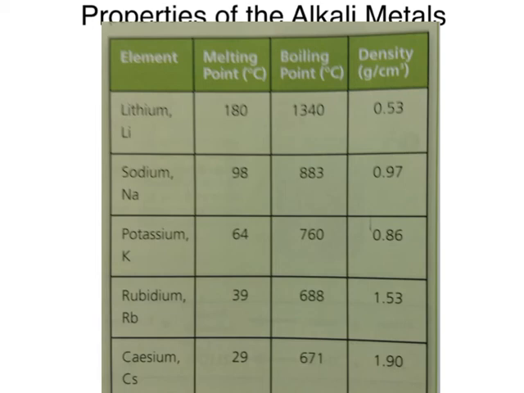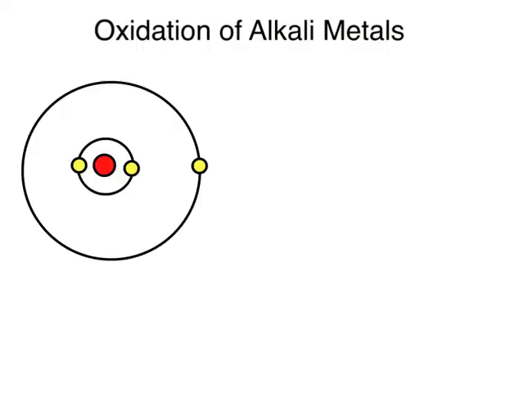Now if we have a look at density, if we think that density of 1 is equal to water, the general trend as we go down the group is that we get higher, with that one minor anomaly where we get a slight dip when we get to potassium.